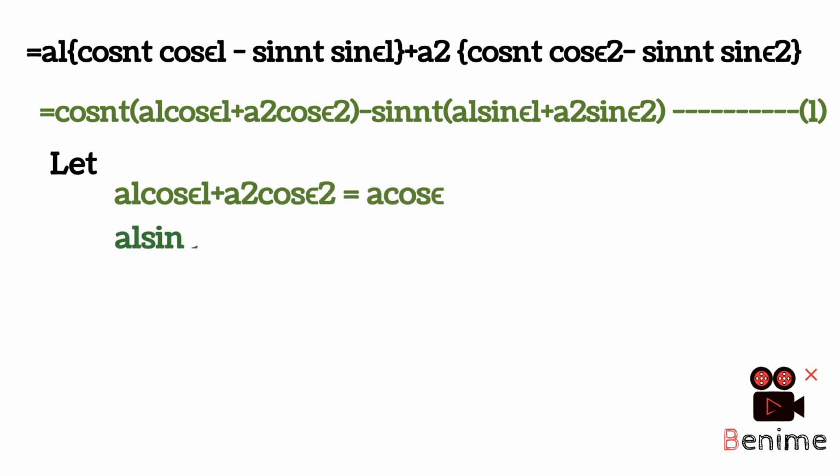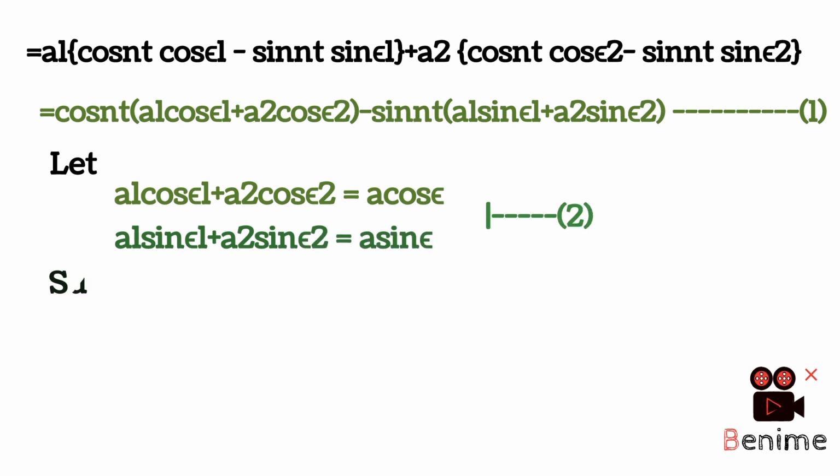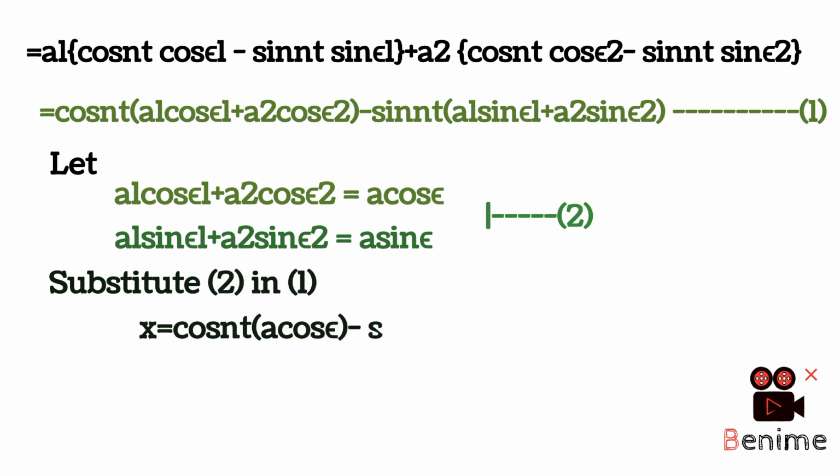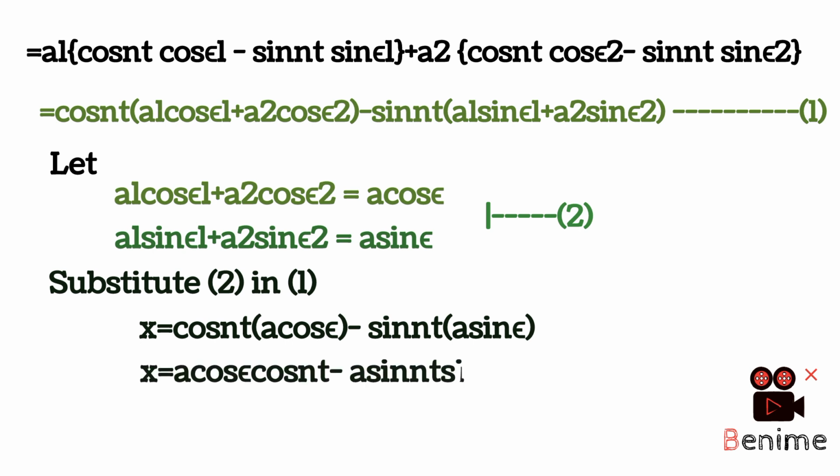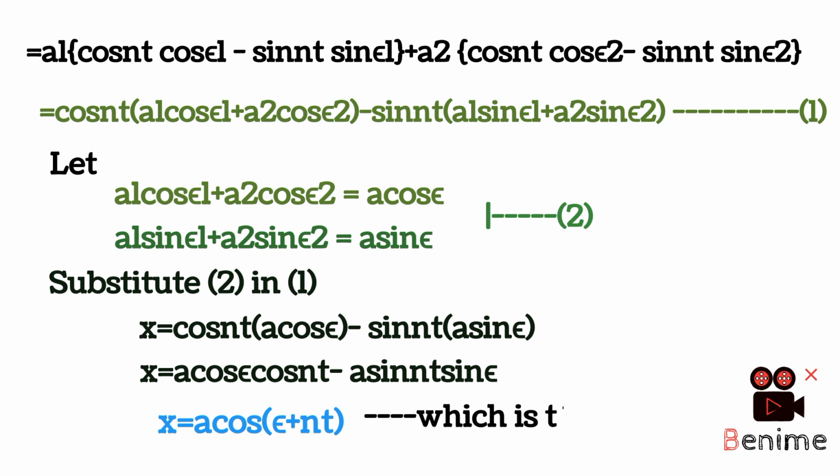Mark this as equation 1, and let us consider a1 cos epsilon 1 plus a2 cos epsilon 2 equal to a cos epsilon, and a1 sin epsilon 1 plus a2 sin epsilon 2 equal to a sin epsilon. Mark both of these as equation 2. Substituting equation 2 in 1, we get the resultant x equal to a cos(epsilon plus nt), where epsilon is the epoch and nt is the time period, which is the resultant.